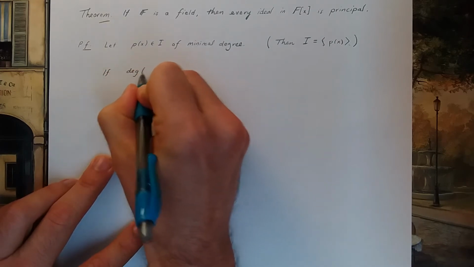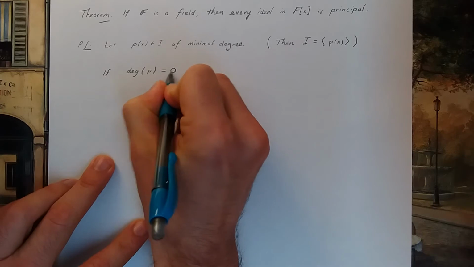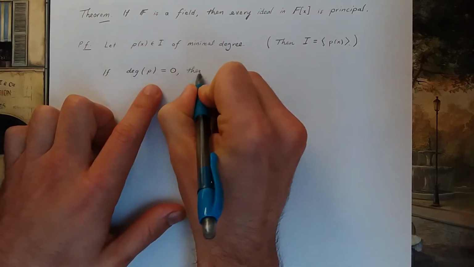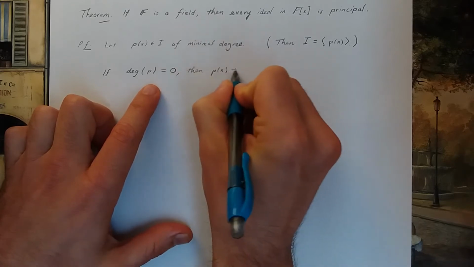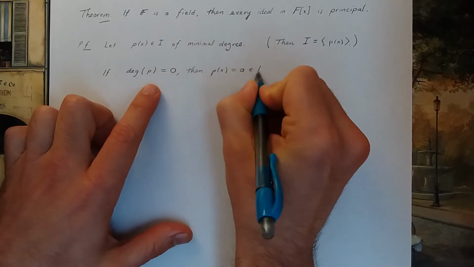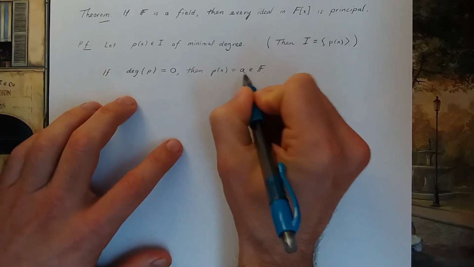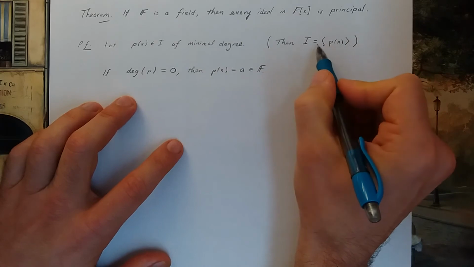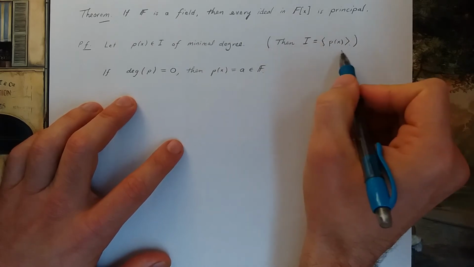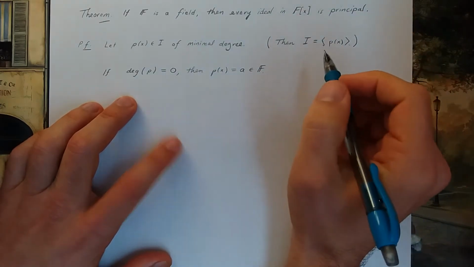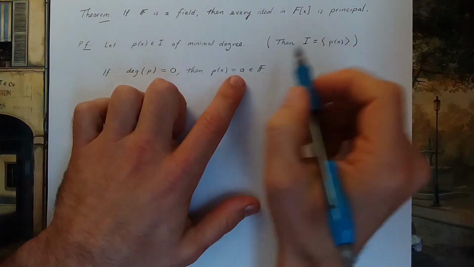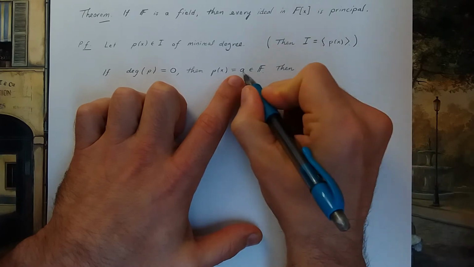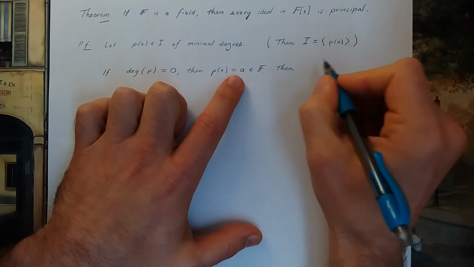What happens if the degree of p is equal to 0? So if the degree of your polynomial is 0, then your polynomial is simply just a constant in your field. Now, if your constant a is 0, then your ideal is the 0 ideal, and that's kind of trivial. I don't really want to worry about the 0 ideal. If your constant a is non-zero, since we're in a field, the inverse exists.